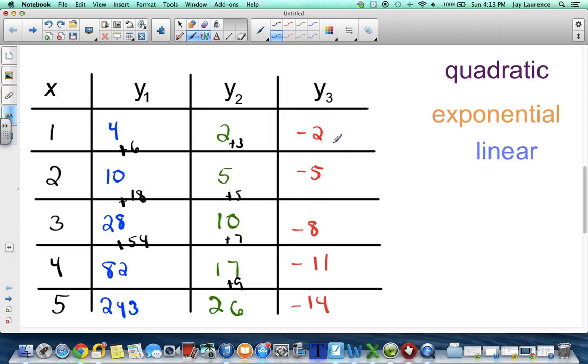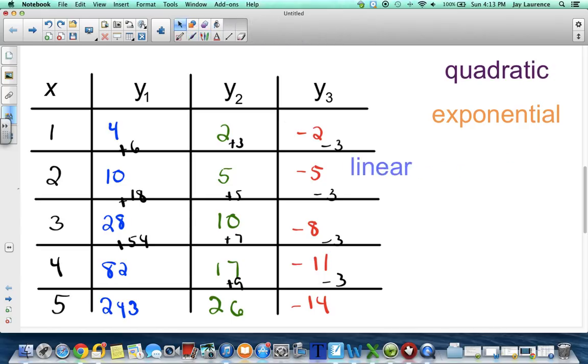Okay, but this one here is going down 3 more, down 3 more, down 3 more. It is changing by the same amount. This must be our linear pattern. Okay, this is a linear pattern. There's a constant rate of change. Now the quadratic pattern, you know, we'll do the exponential one next, and then we'll do the quadratic.